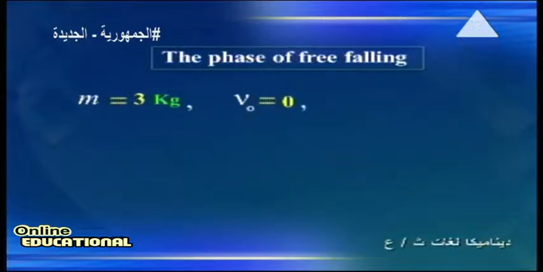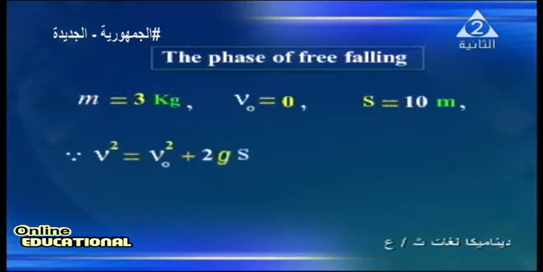Now, the phase of free falling. The mass of the body equals 3 kilogram and the initial velocity V naught equals 0 because the body is let to fall from a height of 10 meter. Then S equals 10 meter. What is the velocity of the body after it traveled 10 meters?